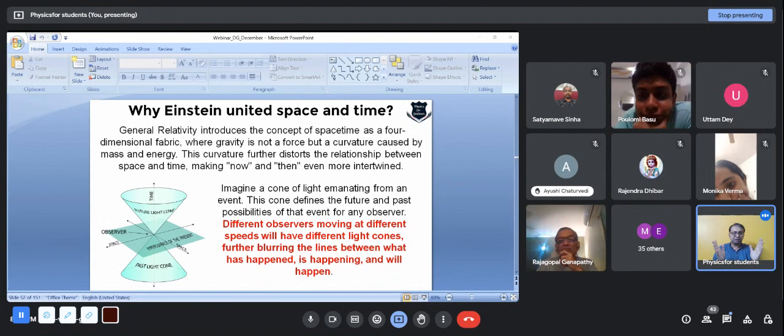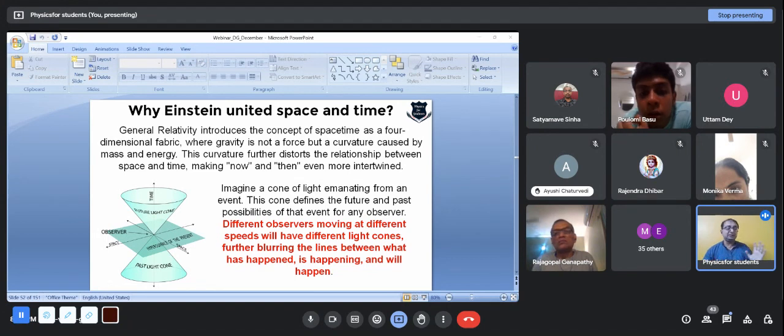I mean, it's one single structure. Also, this light cone, which is the Minkowski space-time: different observers moving at different speeds will have different light cones, obviously, right? And this will again blur the lines between what has happened, what is happening, and what will happen. Remember, this Minkowski space-time is for flat space-time. Flat means the metric is diagonal, 0, 0, 1, 0, 0, and so on. But here we are talking about a curved space-time.